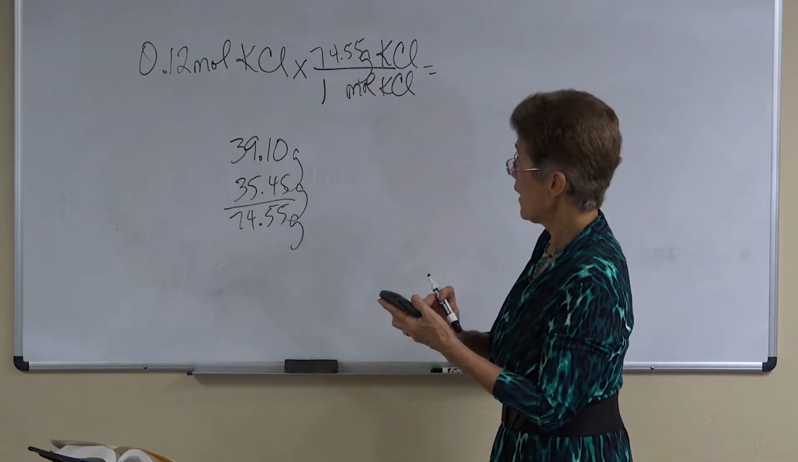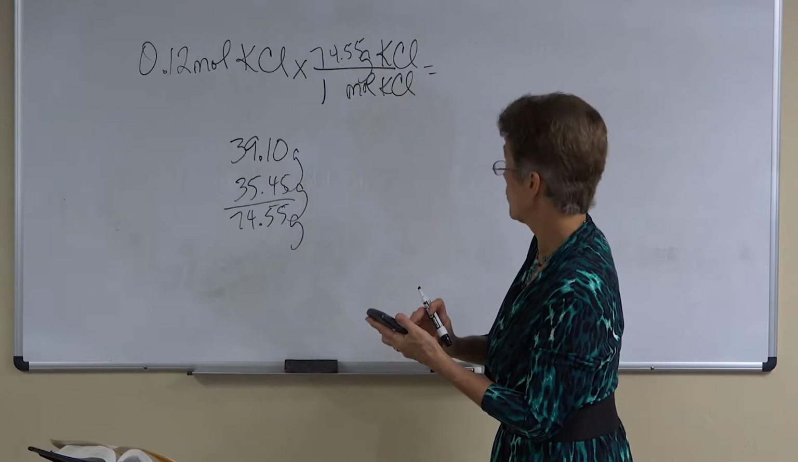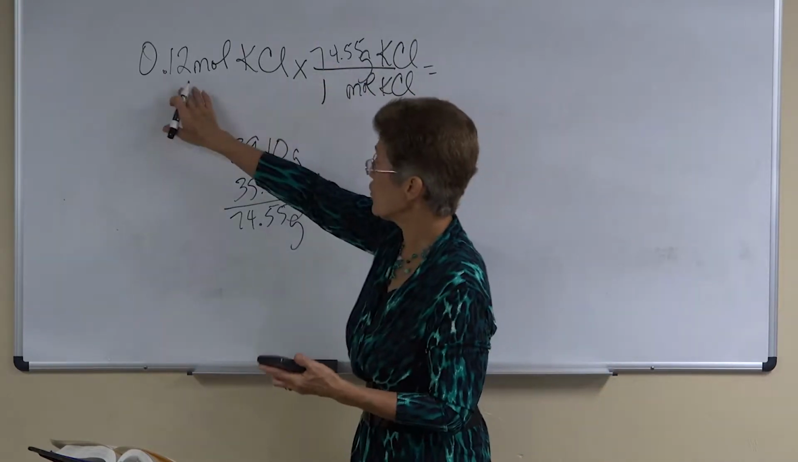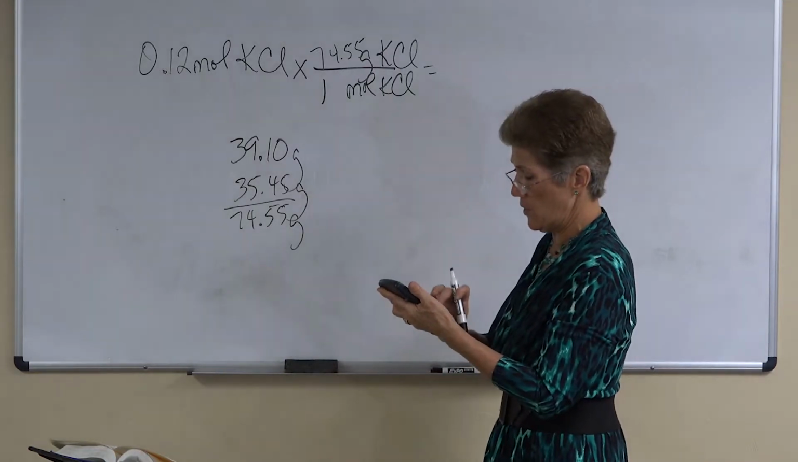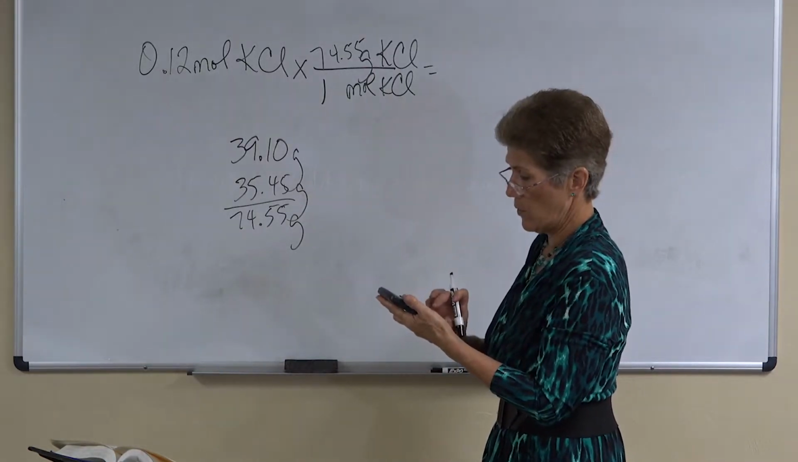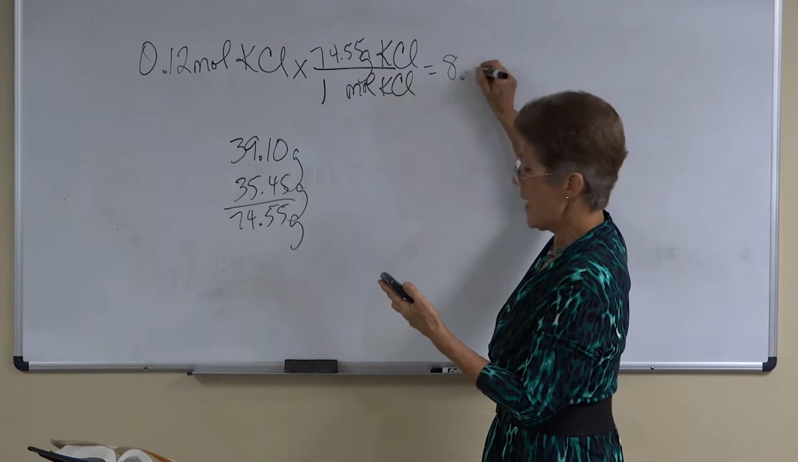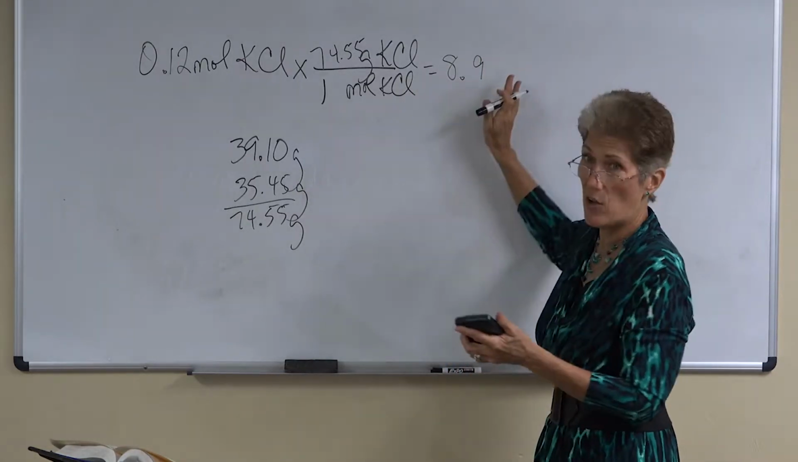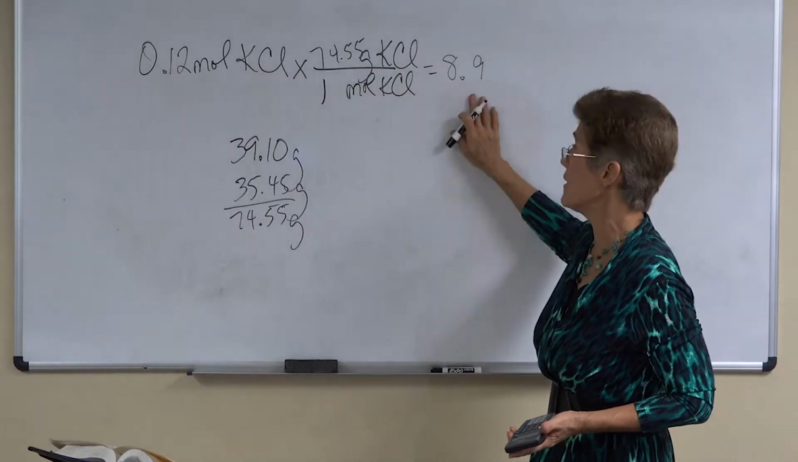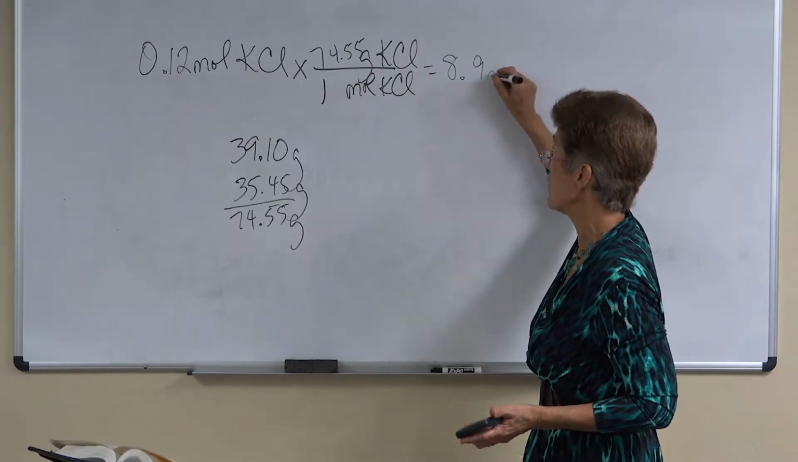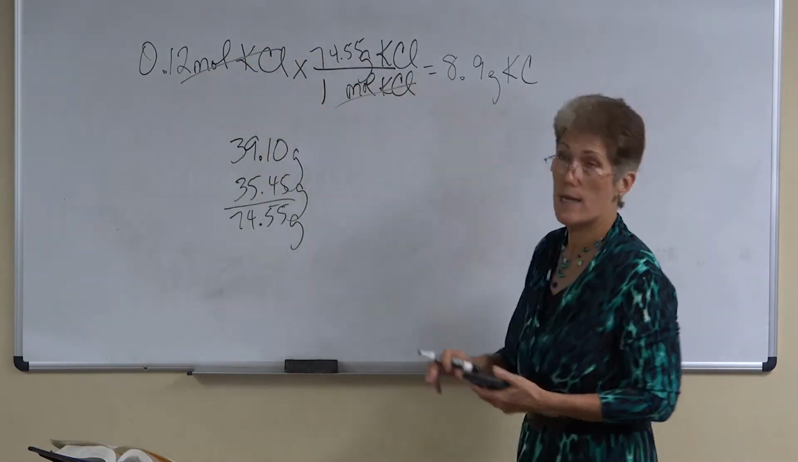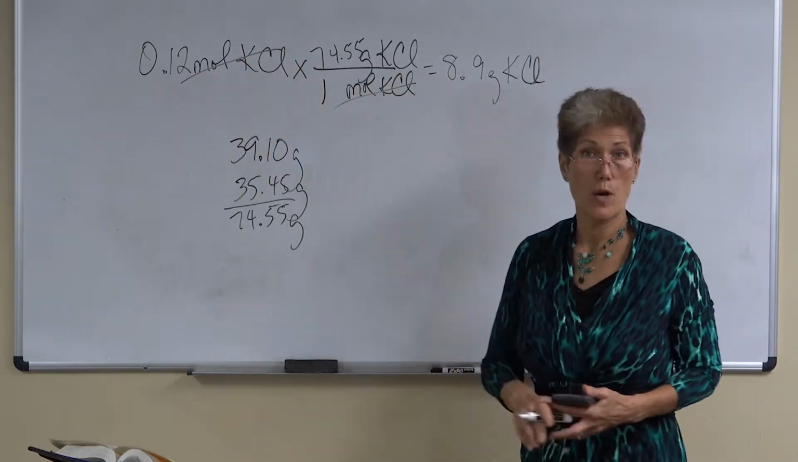4 significant figures here, 2 here. So our answer has to be in 2 significant figures. And so 8.946 comes out of my calculator, but I need 2 significant figures. The next number is a 4, so it leaves. And then these gone, so you're going to have grams of potassium chloride.